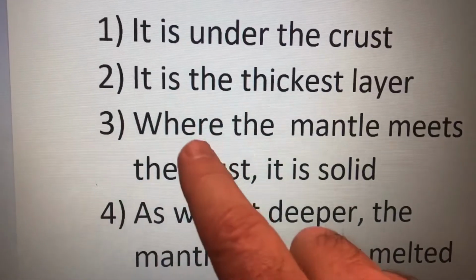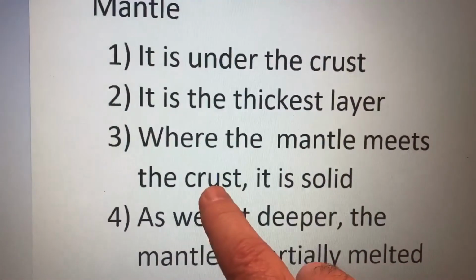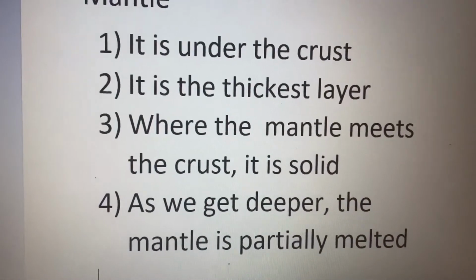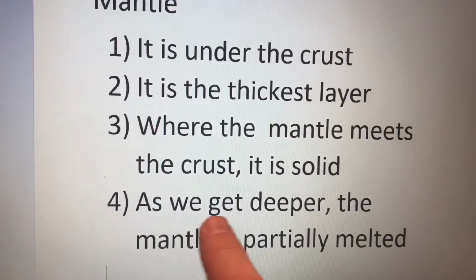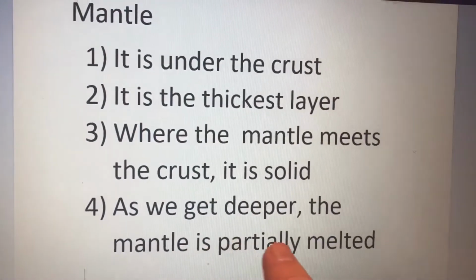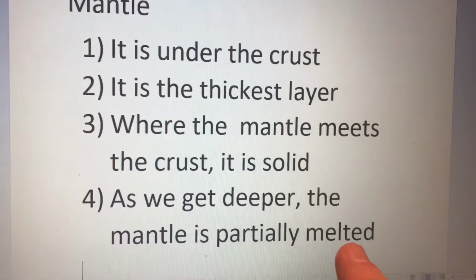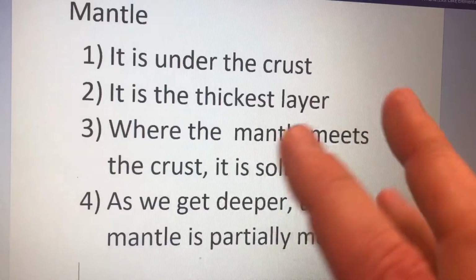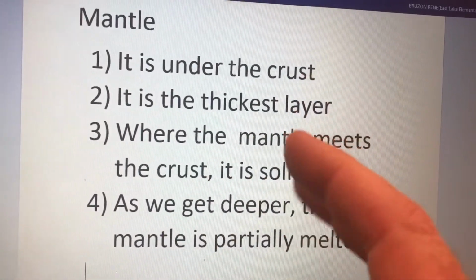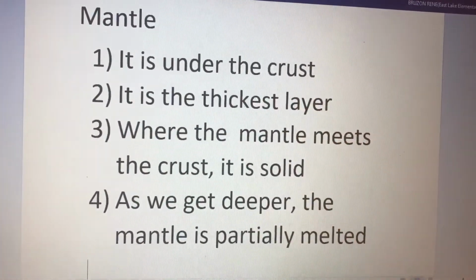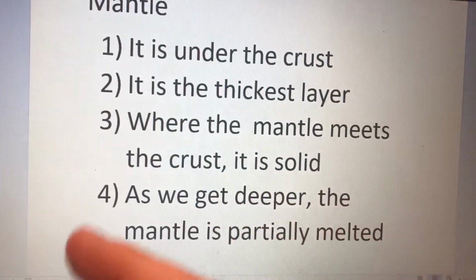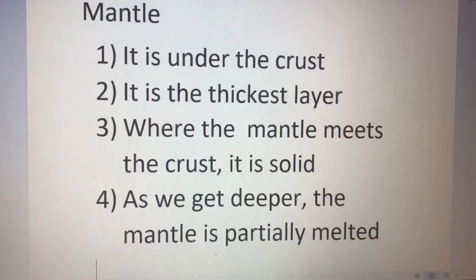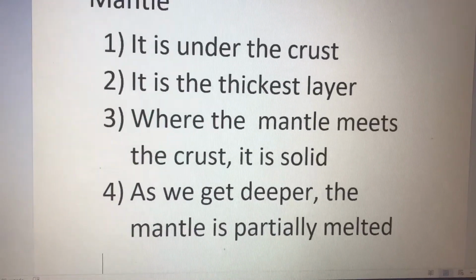I also wrote that where the mantle meets the crust, it is solid. So part of the mantle is solid. But I wrote that as we get deeper, the mantle is partially melted. So it's not total liquid, but it's kind of like a very, very thick material that is sort of melted. Okay? So if you didn't write that down, please write it down now.